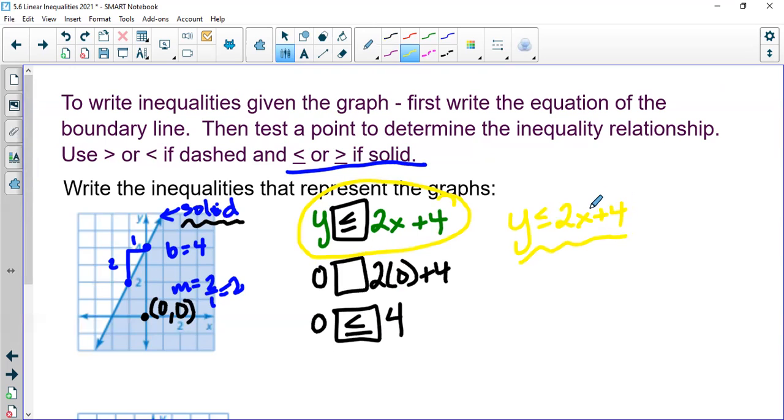And we could, of course, test this. We could test a point in this inequality, any point in this shaded region, and we would see that all of these points make this inequality true. Let's look at one more.